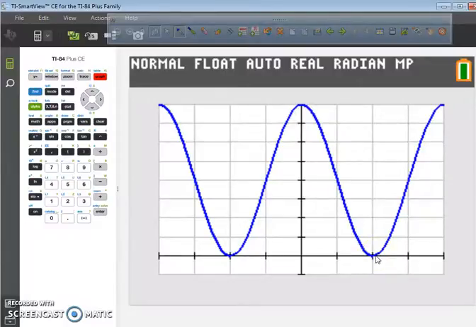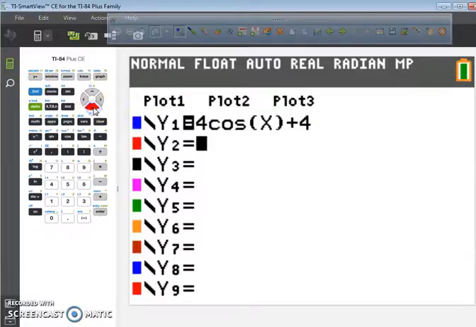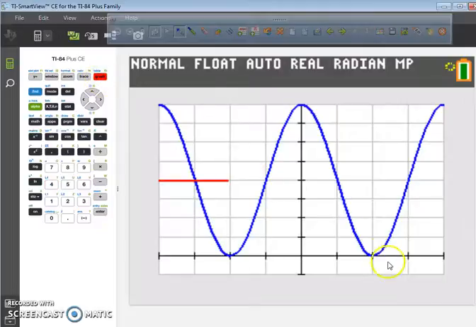Now, there's a new concept called a midline. Okay, this graph has been vertically shifted up 4 units. All right. So I want you to hit y equals. We're going to draw on your midline. If it goes up 4 units, you have a new midline. Your new midline is at y equals 4. So hit graph, and you should see how that graph is split perfectly right down the middle.